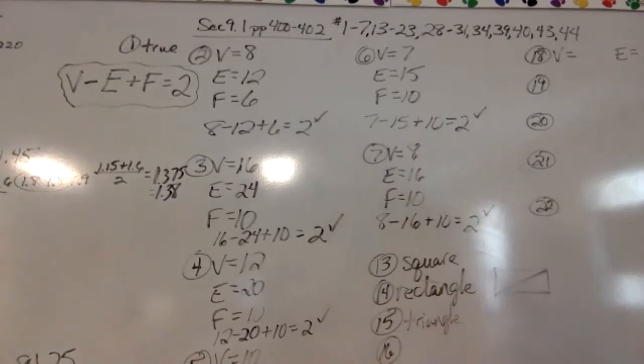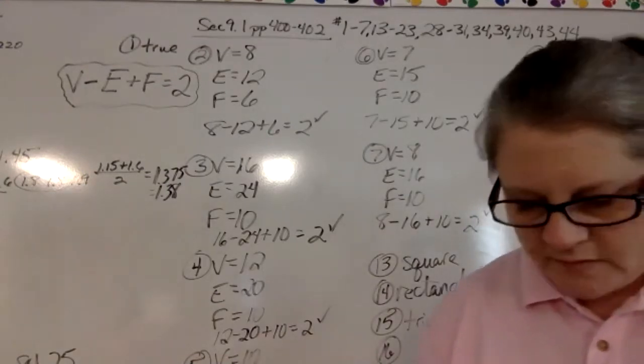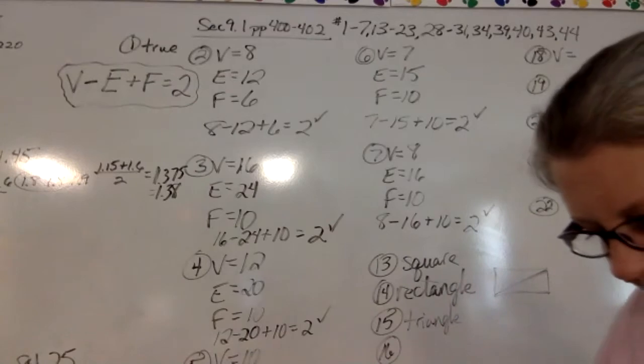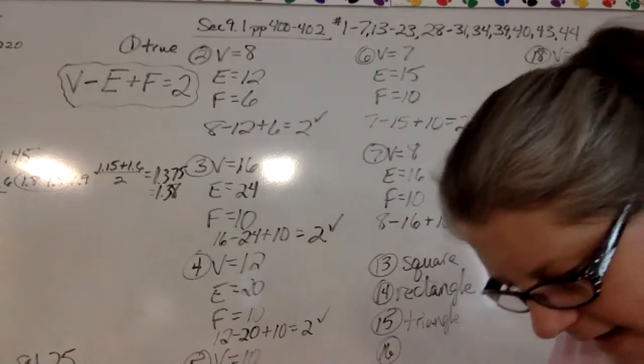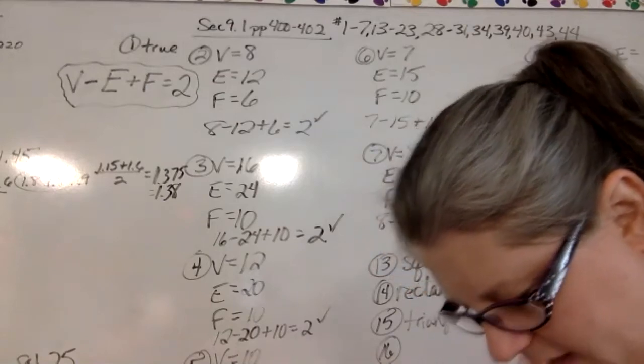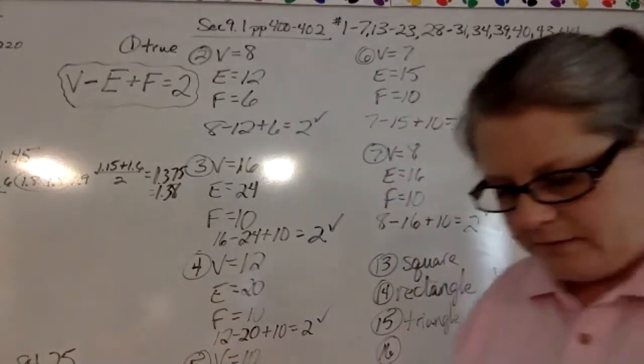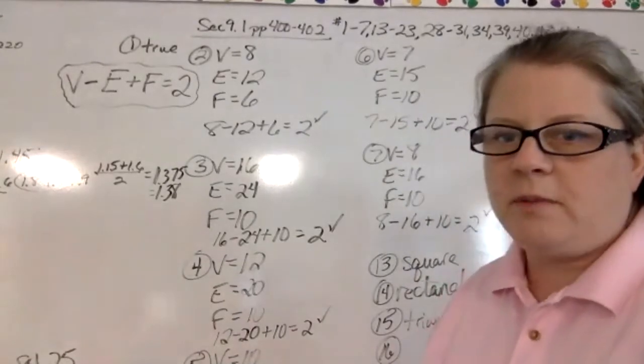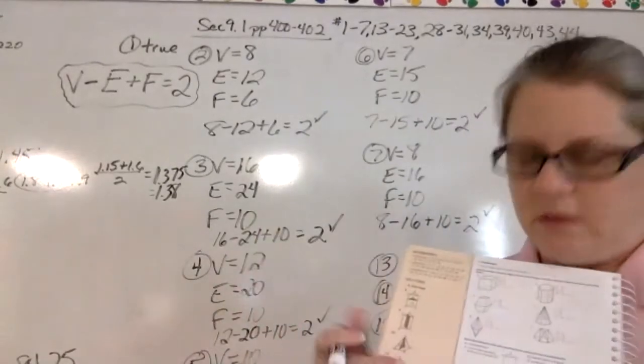Okay. Number 16. A plane containing a diagonal of the top face and a segment of the bottom face that is not its diagonal. So I'm going to show you the picture that they have in the book, and you tell me what you think that is.